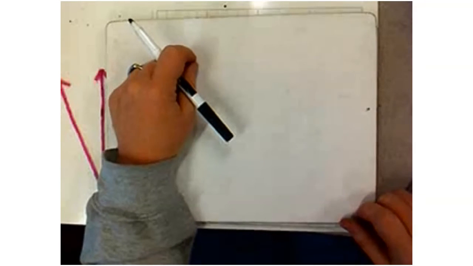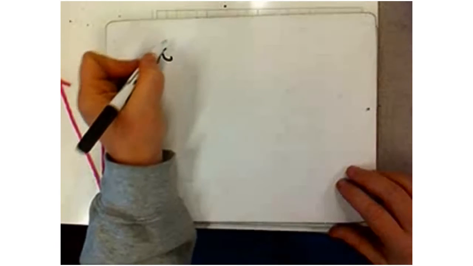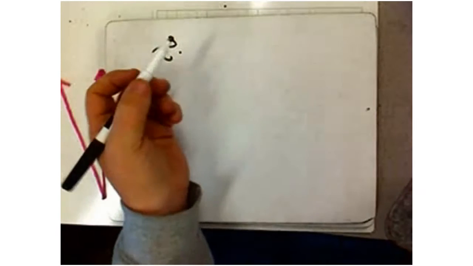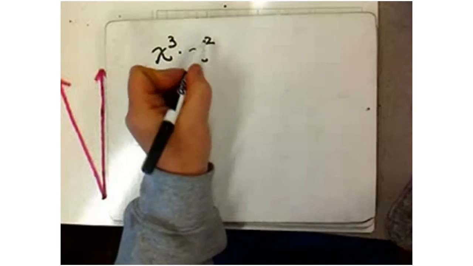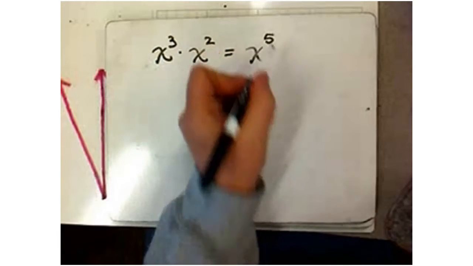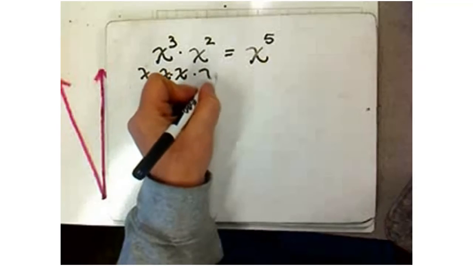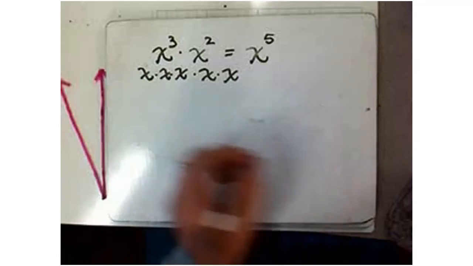You're going to need to use your exponent rules to simplify some problems. Just a reminder, if you have x to the third power times x to the second power, you would add your exponents, right? X to the fifth power, because that's the same as saying x times x times x times x times x. And you have x to the fifth power.